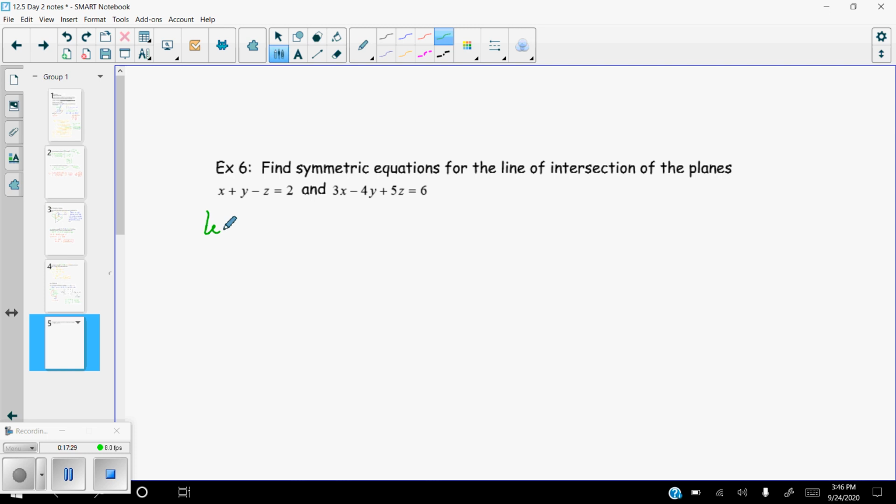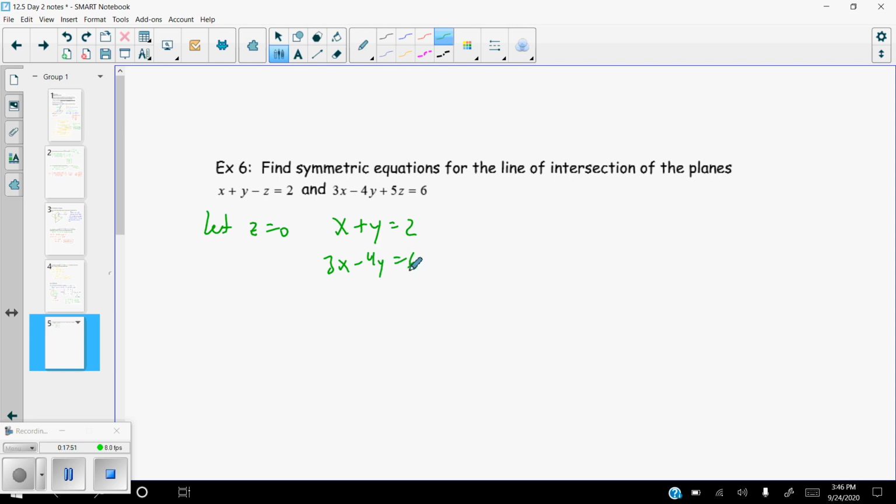So we're going to let, not x in this case, I want to let z equal 0. And there's really no better choice usually in most of these cases, but you can pick whatever letter works easiest for you. So that'll give me 3x minus 4y equals 6.